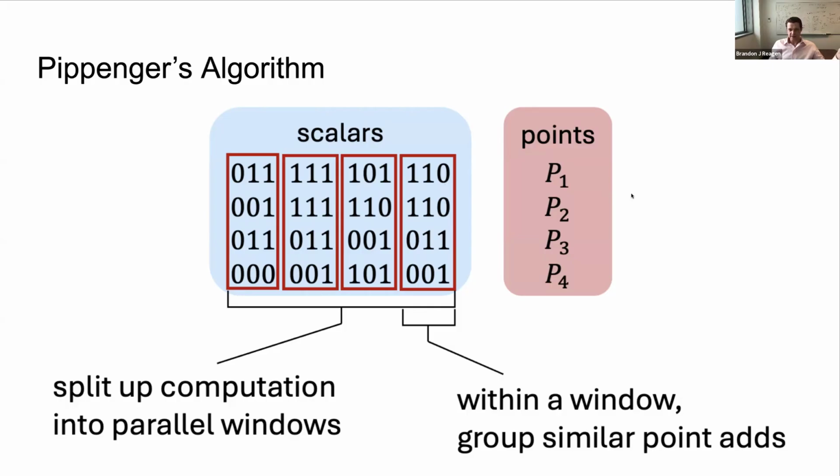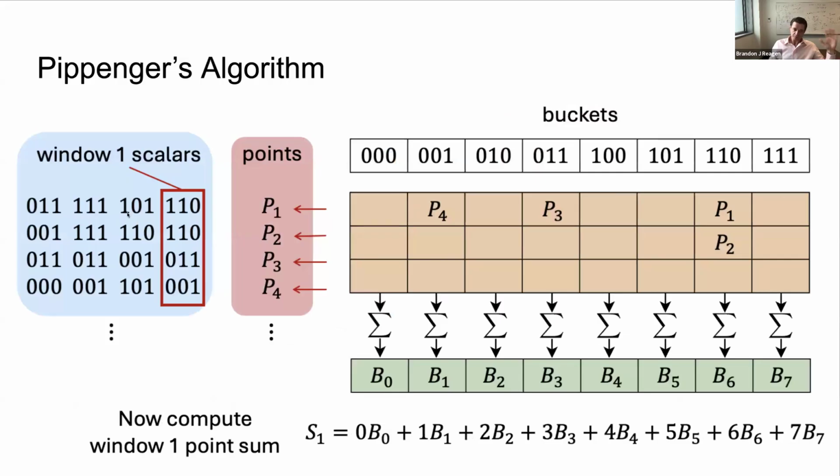So let's take a slightly different look at this visually to understand what's going on. This is the same window scalars here. We've just windowized them. So we have 3 bits per window, and we're going to use each of these 3 bits per scalar to bucket the corresponding point.